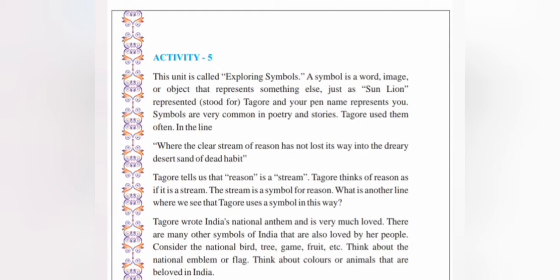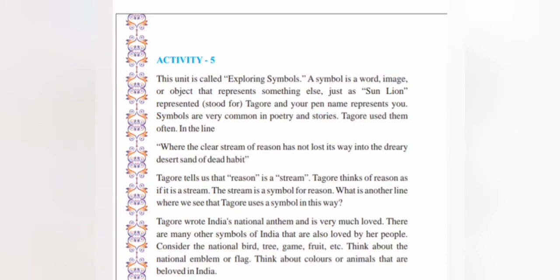Symbols are very common in poetry and stories. Rabindranath Tagore himself has used these symbols in his poetry. In this line, "where the clear stream of reason has not lost its way into the dreary desert sand of dead habit," Tagore tells us that reason is a stream. Tagore thinks of reason as if it is a stream. The stream is a symbol of reason.